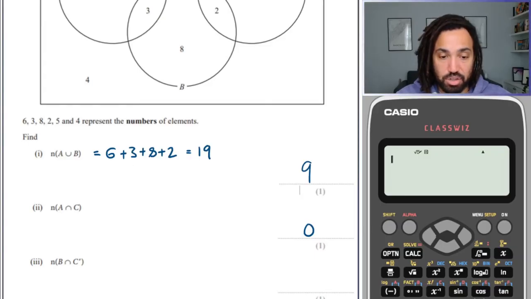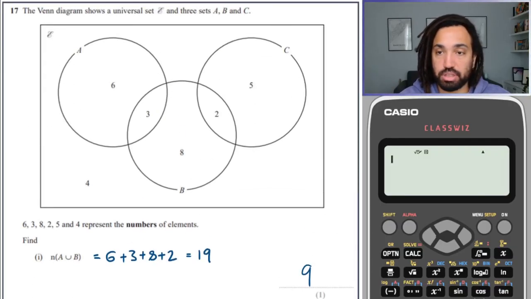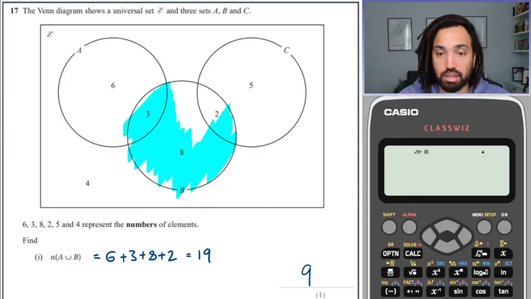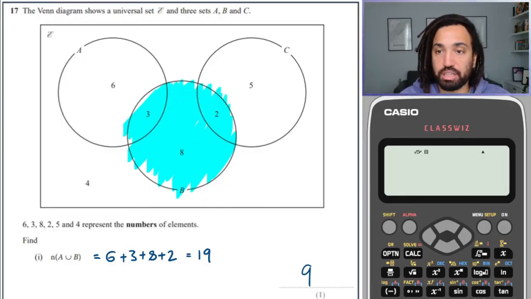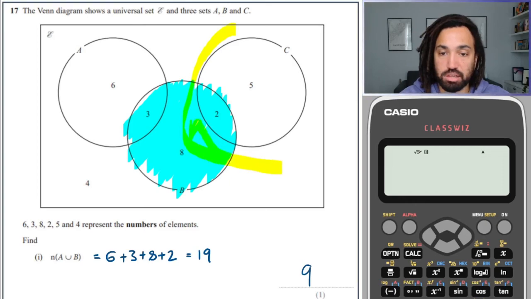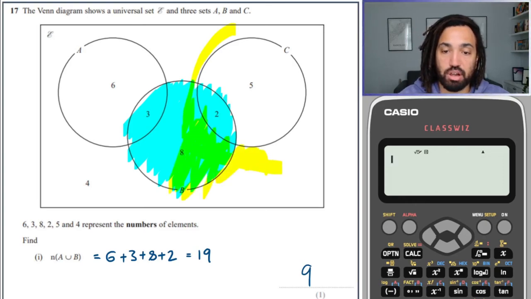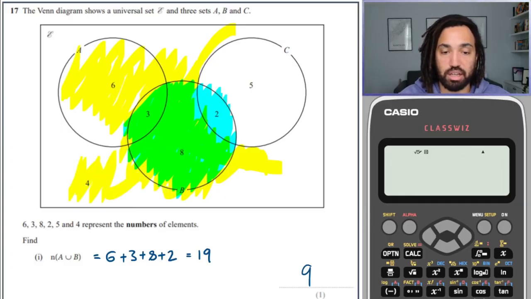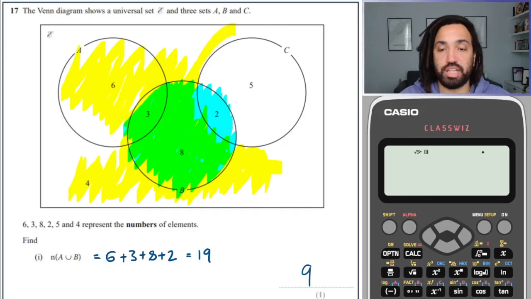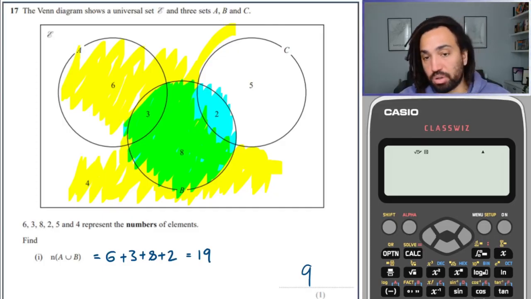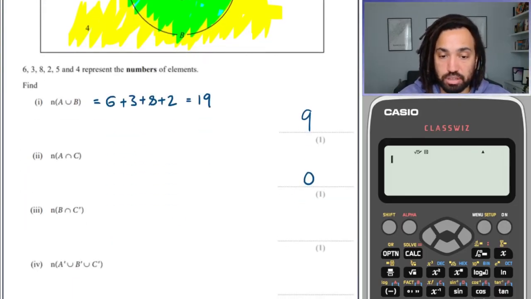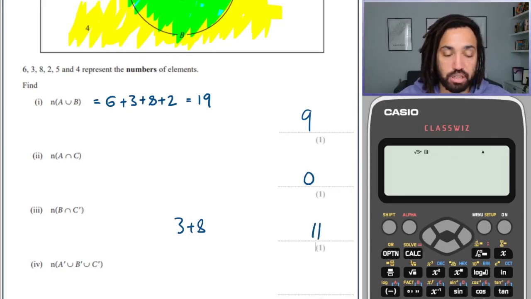Okay, B intersection not C. Okay, so B, we can shade in one colour, and not C, we can shade in another colour, like so. And the intersection is anything which is shaded in green, because this is where they overlap. This is where the set B and not C overlap. And that is 3 and 8. So the answer to that is 3 plus 8, which is obviously 11.